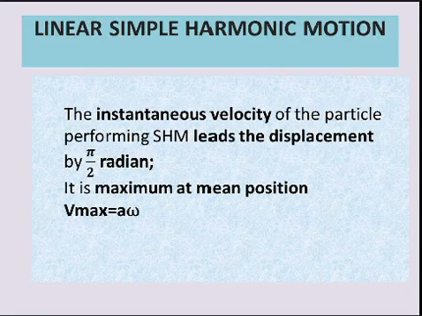The instantaneous velocity of the particle performing simple harmonic motion leads the displacement by pi by 2 radian. Remember this term, leads the displacement. Velocity leads the displacement by pi by 2, and it is maximum at mean position. Always remember it is maximum at mean position, and V max is given by A into omega.